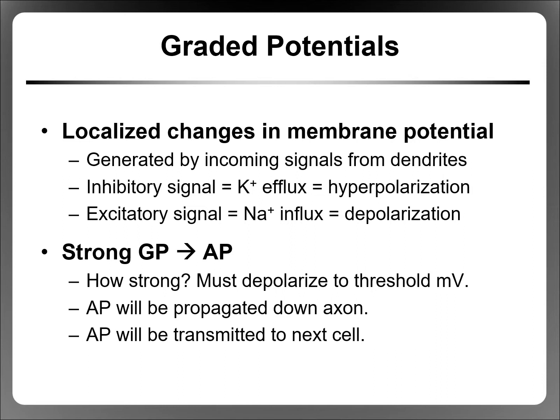If the graded potential is strong enough, it can lead to an action potential. How strong does this graded potential need to be, though? It needs to be strong enough to reach the threshold millivolts. The action potential will then be propagated down the axon, and the action potential will then be transmitted to the next cell.